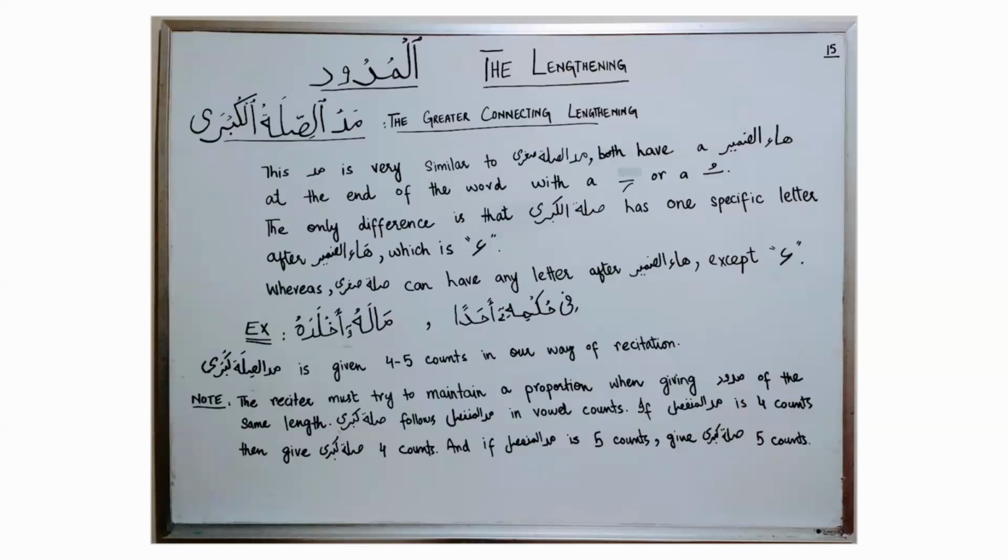So Maddu Silatul Kubra only occurs when Ha al-Damir at the end of a word with a kasra or dhamma is followed by letter hamza. Then in case of continuation, we will recite it by giving 4 to 5 counts, and upon stopping, we will drop the mad and we will not recite it with any mad. I hope these mudud are clear to you.